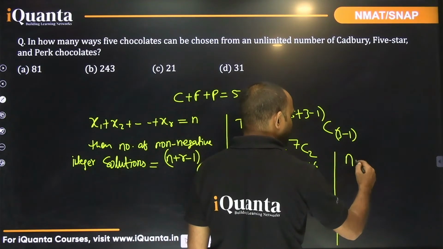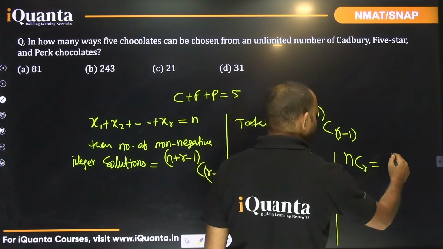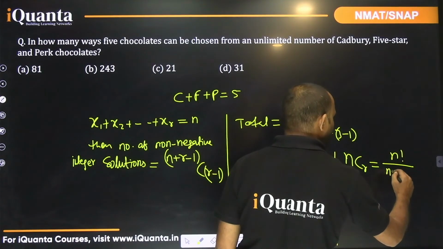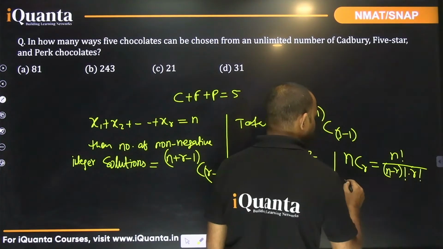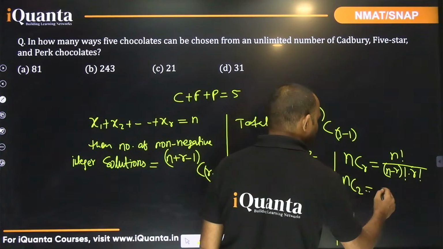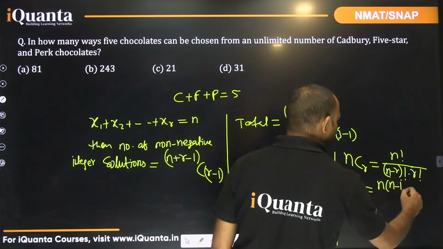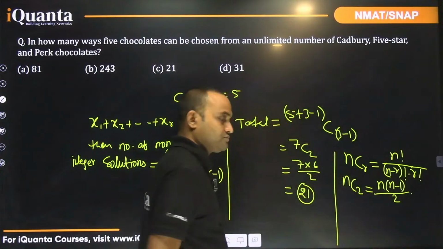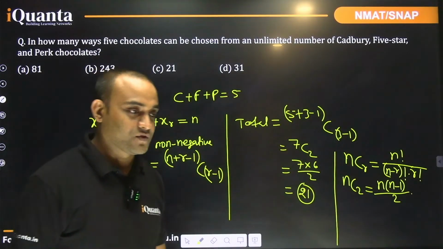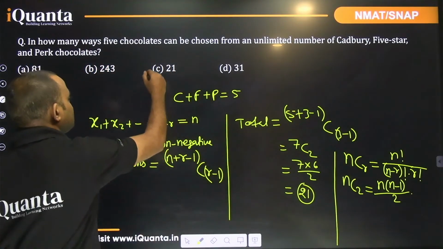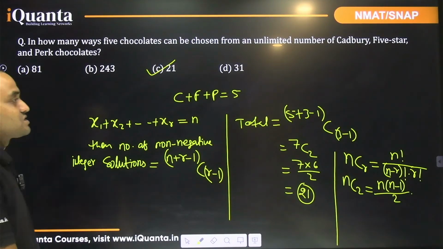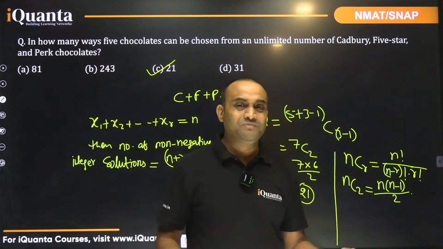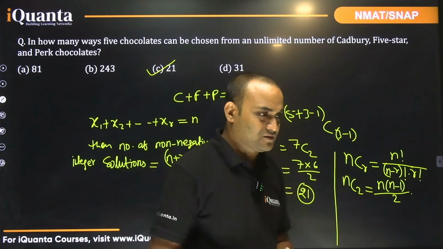If you have problem understanding this formula, nCr is equal to n factorial upon n minus r factorial into r factorial. And the shortcut for nC2 is n into n minus 1 upon 2. Alright, so answer is option C. So this was a quick solve, once you understand the concept that this unlimited has not much use, right?